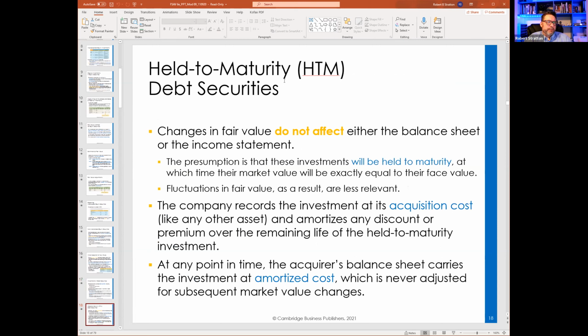All right, so this is held to maturity, right? So you don't put it on the balance sheet or the income statement, except for when you bought it, and then when it matures, or if you change your mind and sell it before it matures, then you would recognize it and realize it.